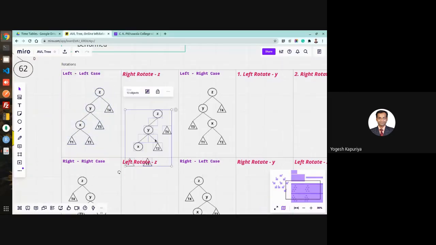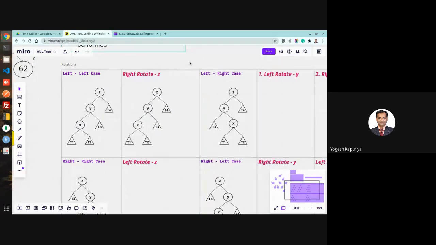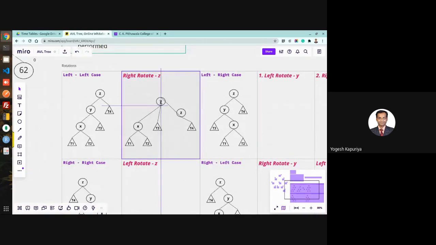So what I am doing is rotating z in the right direction. So this is my right. Rotating z in the right direction. So I'm rotating it. Obviously, when I rotate z, it will be rotated along with its right subtree. Okay. y will take the position of z. So y comes here. z will become the right child of y.